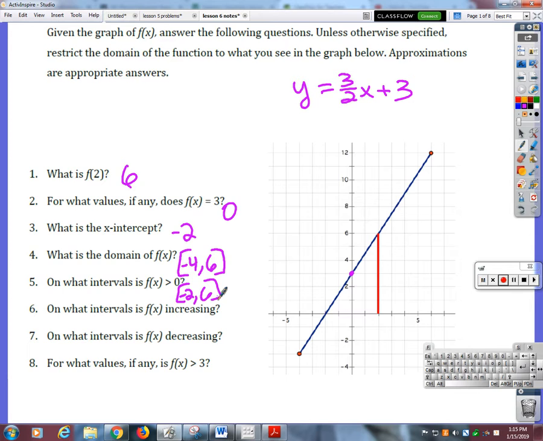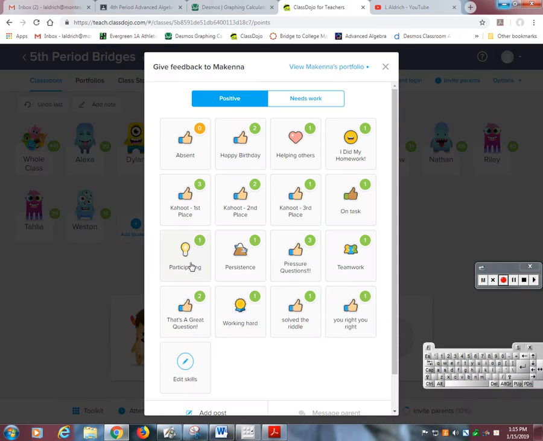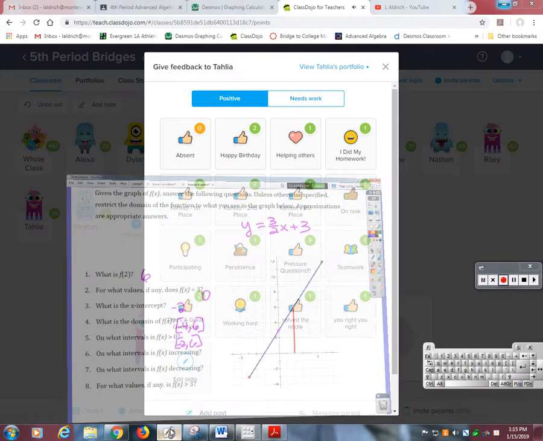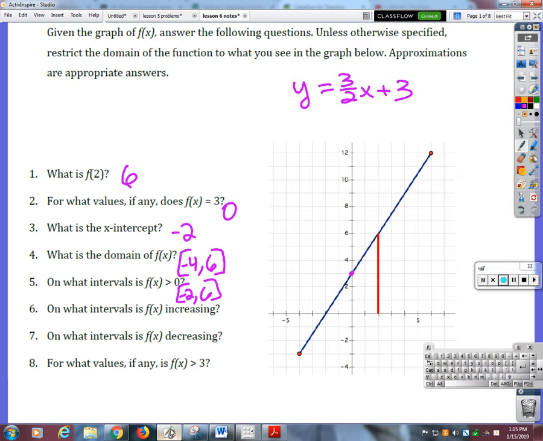Okay? All right. On what intervals is the graph increasing? Talia? Sure. So let's pretend that this is like a trail that you're walking on. Where are you going up? So I'm going to start right here, and I'm going to start walking. I'm going up, right? How long do I go up for? Good. From -4 to 6.